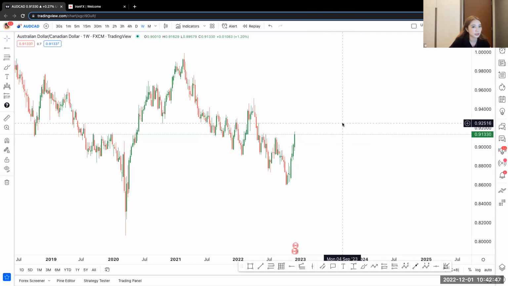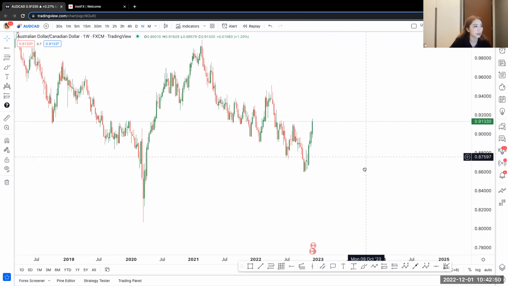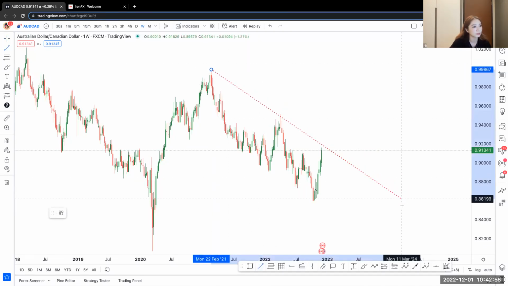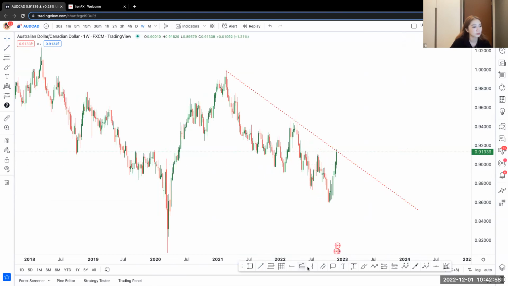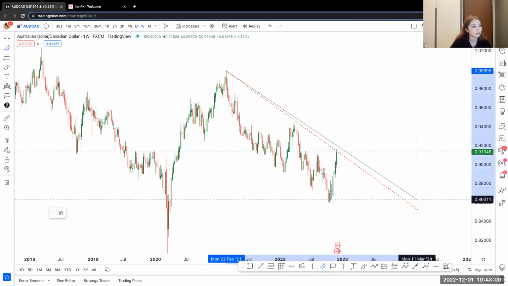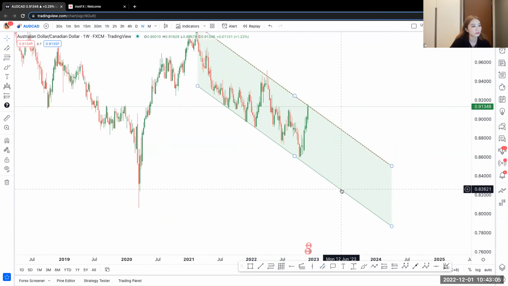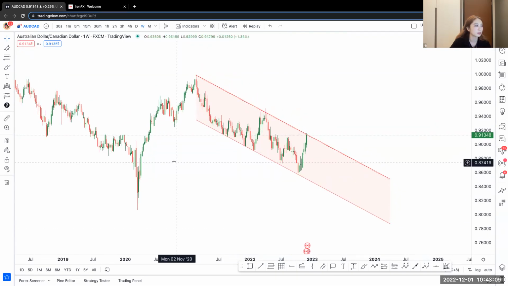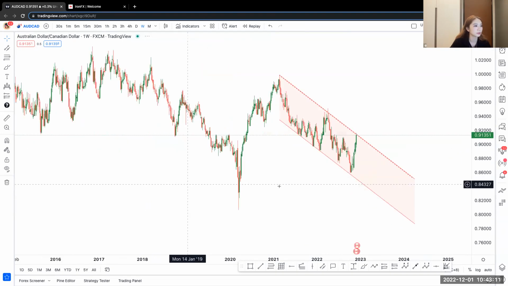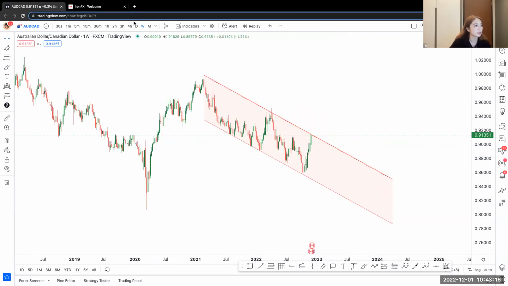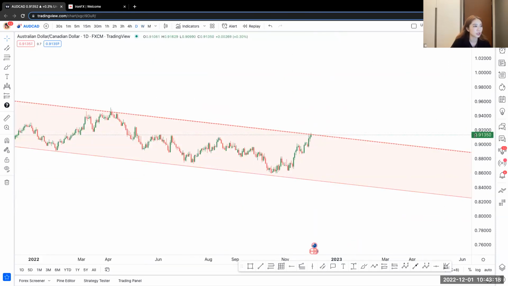Let me just take a look at Aussie CAD. Clear downward movement for the bigger time frame. This is what I'm seeing. Any key levels to take note? Not much, but for this resistance. Okay, let's look at the daily chart.